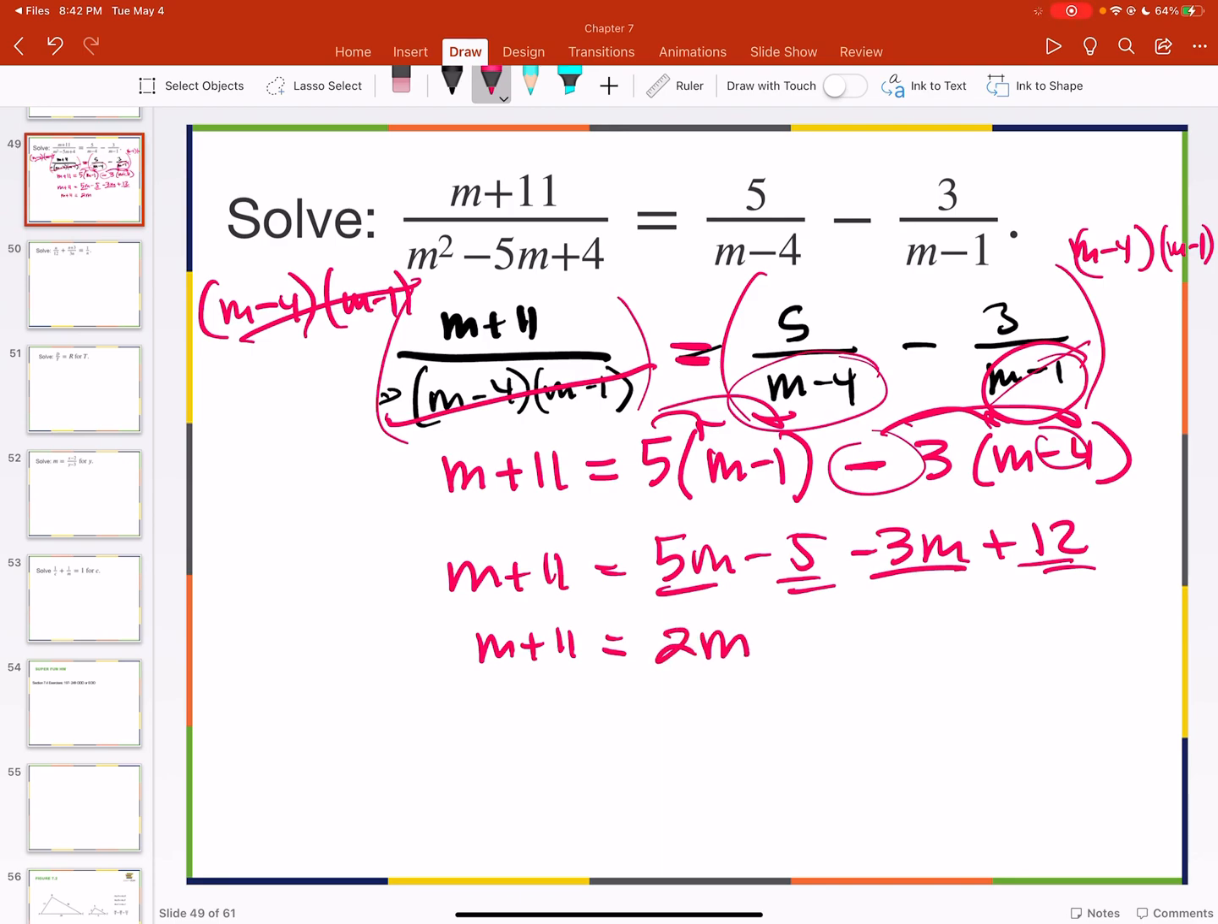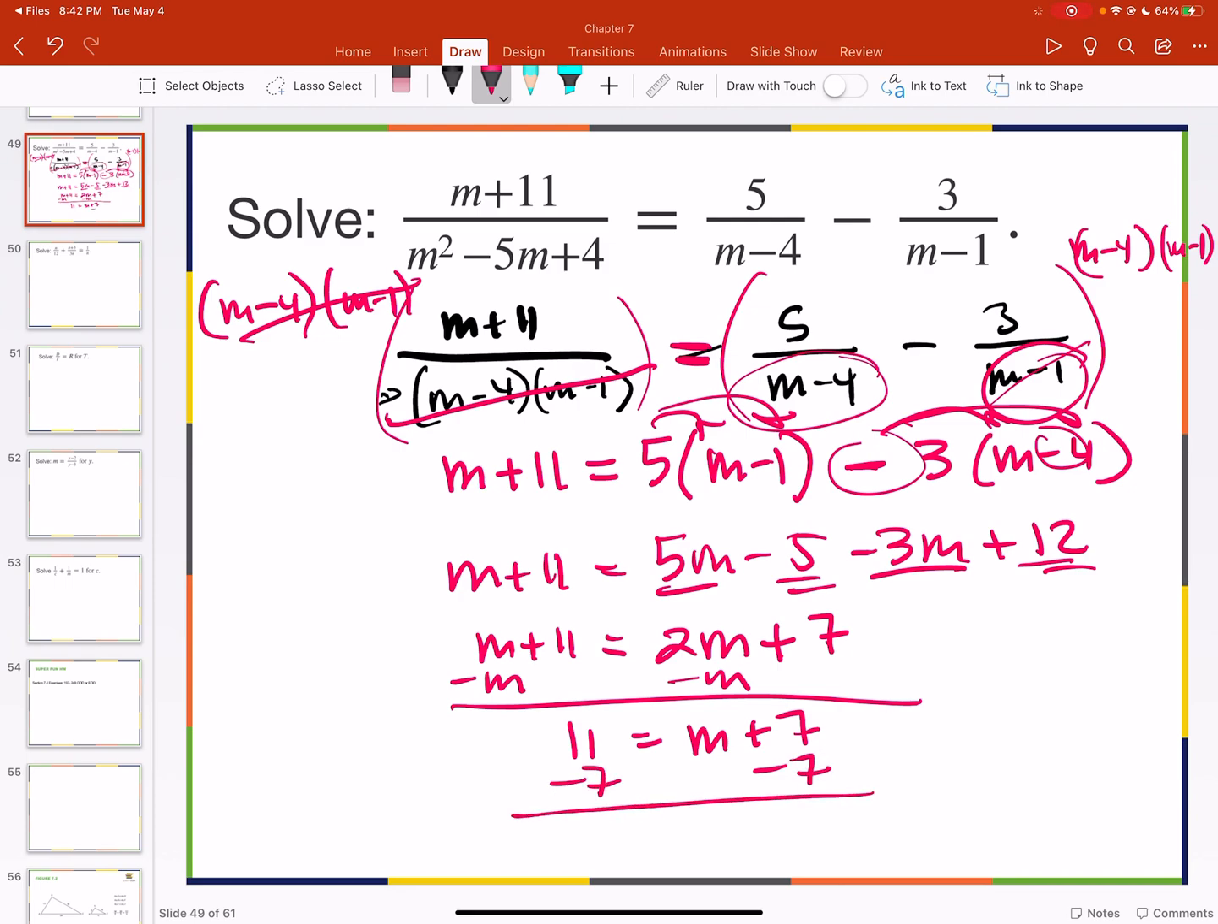plus 7, because negative 5 plus 12 is a positive 7. Okay, so I'm going to subtract m from both sides. 11 is equal to m plus 7, because 2m minus m is m. Minus 7, minus 7, and then you finally get that m is equal to 4.